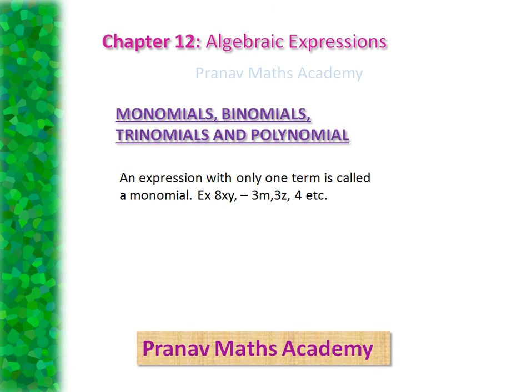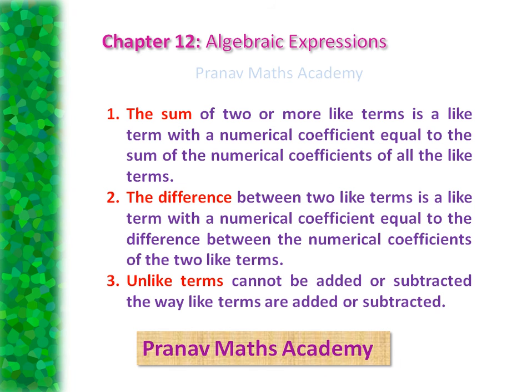Chapter 12. Algebraic Expression. Monomial, binomial, trinomial and polynomial. If an expression contains only one term, it is known as monomial. If it contains two terms, it is known as binomial. If it contains more than 3 terms, then it is known as polynomial. The sum of two or more like terms is a like term with the numerical coefficient equal to the sum of the numerical coefficients of all like terms. The difference between two like terms is a like term with the numerical coefficient equal to the difference between the numerical coefficients of the two like terms. Unlike terms cannot be added or subtracted.